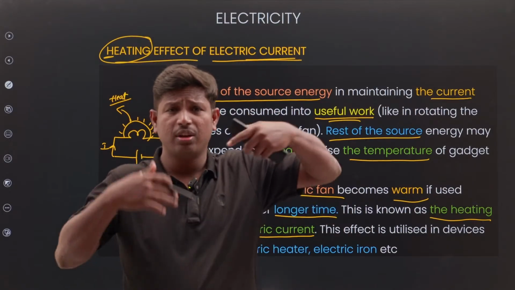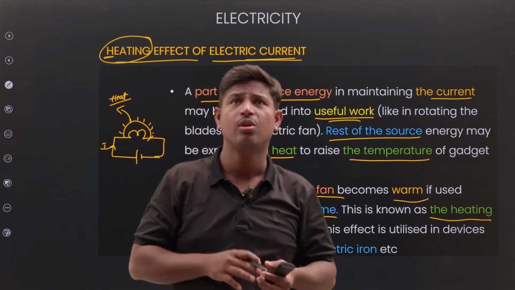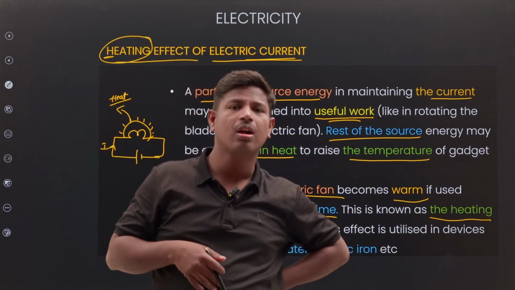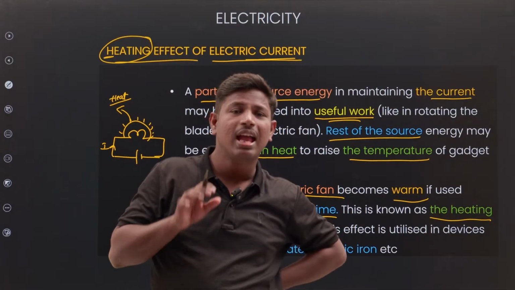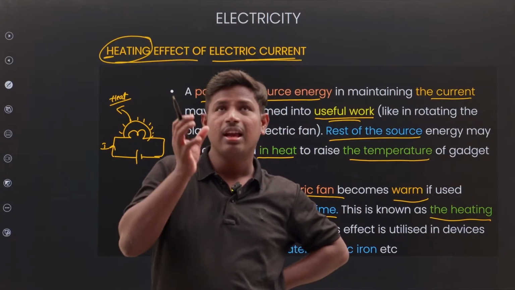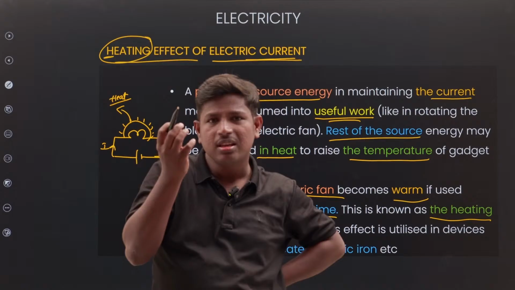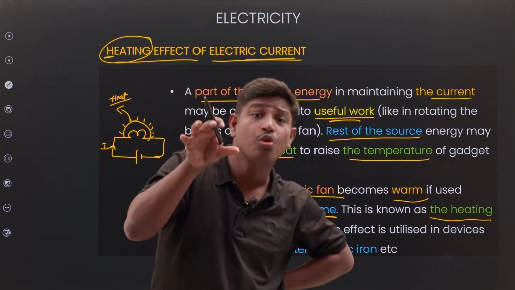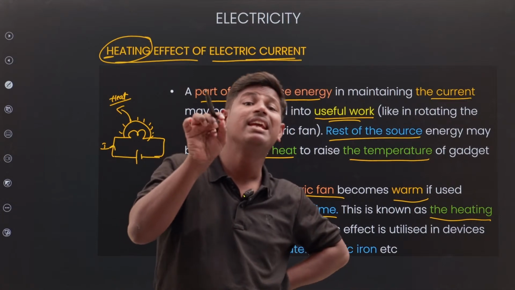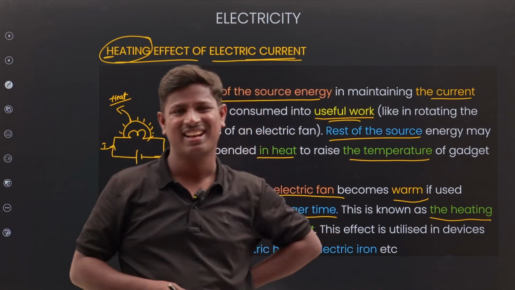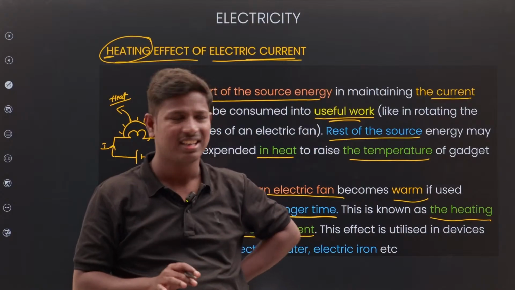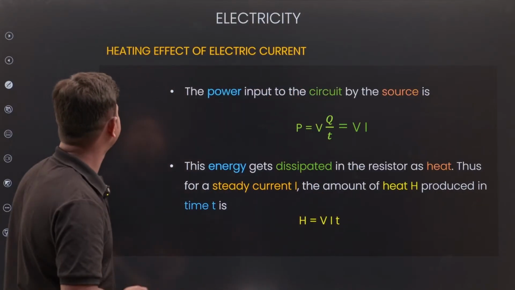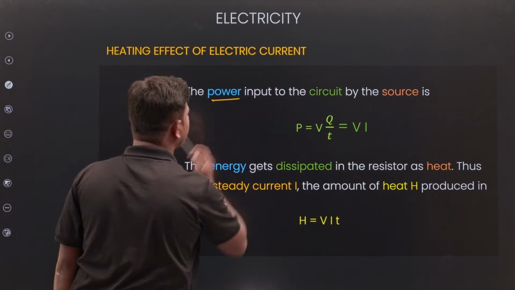Simply, in the examination, if you don't remember, look at the fan. It works continuously. To work continuously, what is required? Energy is required. The fan is continuously working, so from the fan also you get some amount of heat. This total process we call the heating effect of electric current. Understand?